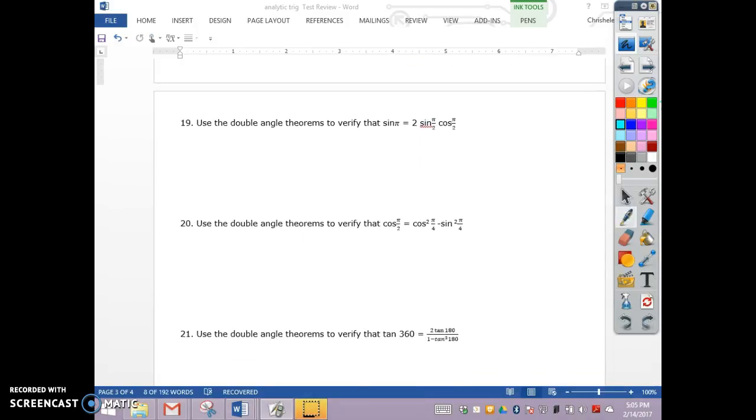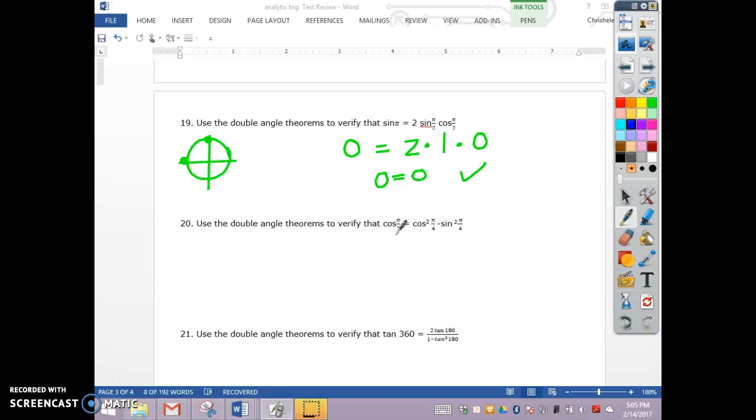Okay, verifying. So what I want to do is show that these theorems actually work. So it says sine of pi is 2 sine of pi over 2 cosine of pi over 2. So what's sine of pi? Go to your unit circle. What is the y value right here? 0. Okay. Now we want to go to sine of pi over 2. What's the y value here? Cosine of pi over 2. What's the x value here? 0 equals 0. Bada bing, bada boom.